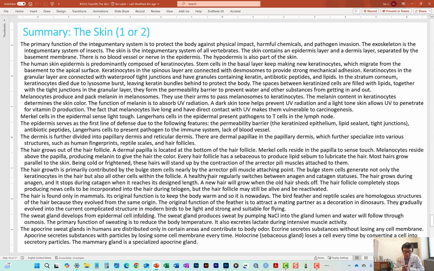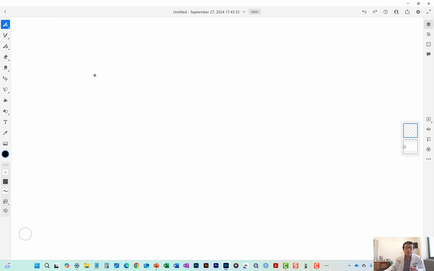In all of those vertebrates, there is skin. And in insects, it's the exoskeleton. In this class, we just focus on the human skin. In human skin, I think we just learned in the lab, the human skin can be divided into, yeah, this one.